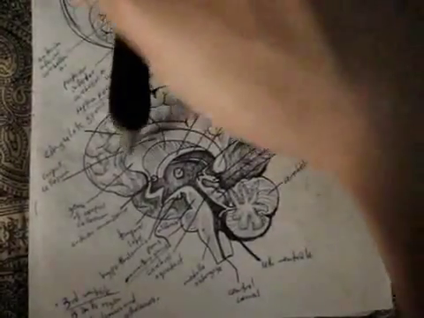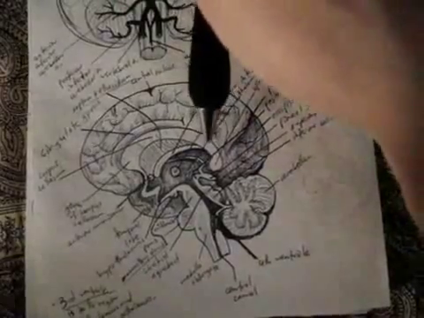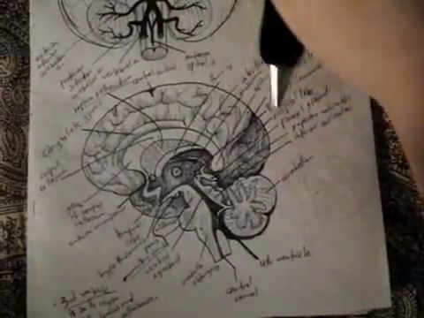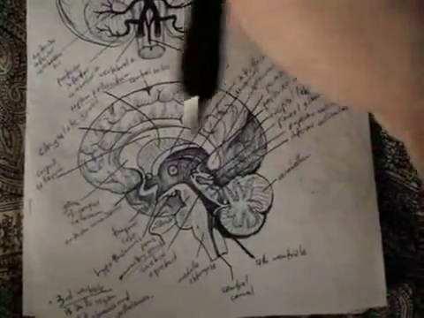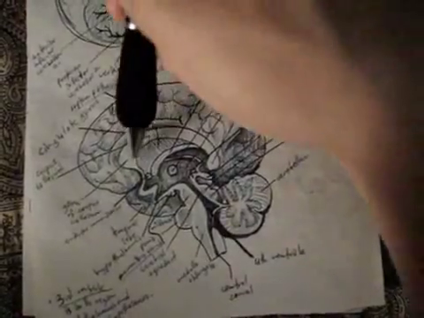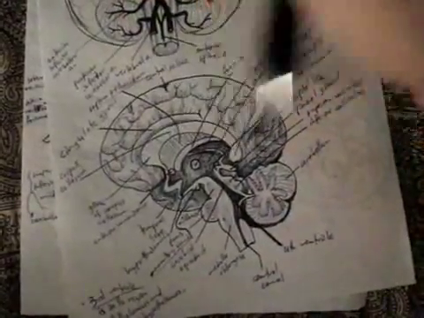The corpus callosum is a bundle of axons that connect the left and right hemispheres of the brain. So the two halves of the brain communicate with each other via the corpus callosum.